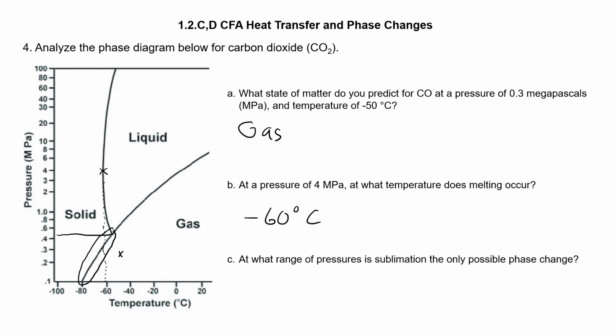So anywhere from 0.1 megapascals to 2.5 megapascals, MPa. That is the place where sublimation can occur. All right, let's move on to our next slide here.